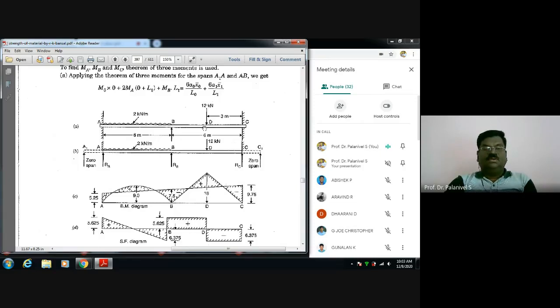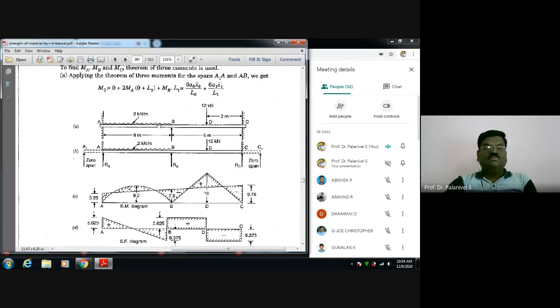Now, how to analyze such a beam, how to solve such a beam? In order to apply the theorem of three moments, what to do? Since the end is fixed, just before the fixed end on the left side, you have to assume a zero span. Okay, the moment also zero, the span value also zero. Similarly here the end is fixed. After this end, you have to assume a zero span.